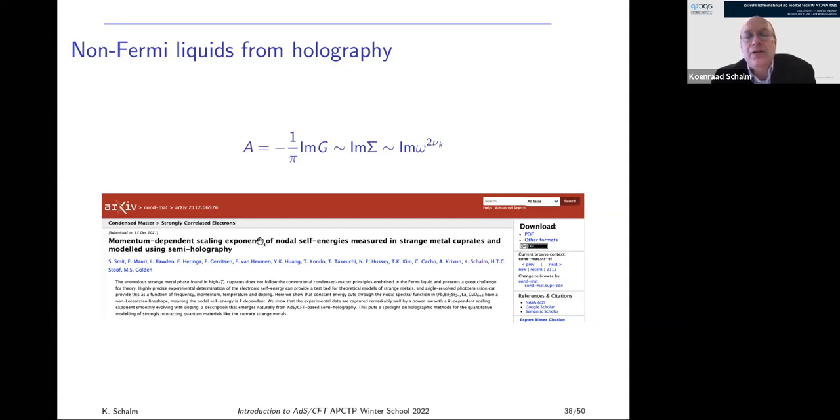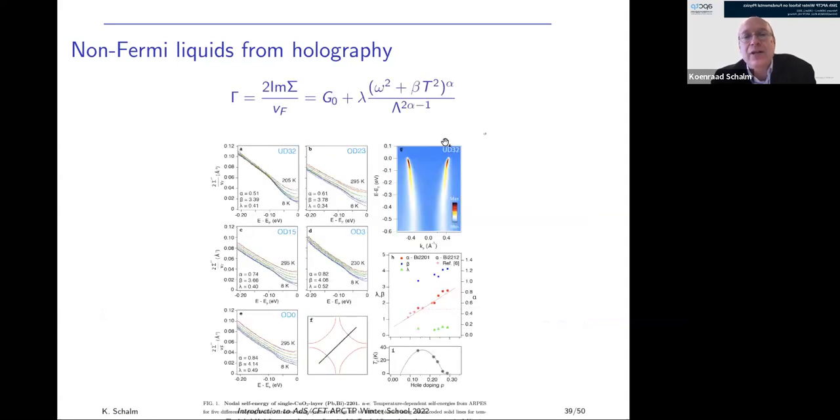And the resolution of these experiments, called angle-resolved photoemission spectroscopy, is such that they can even detect this momentum dependence. And here is a result in these high-Tc cuprates, which are these strange metals, that shows you precisely this. This is the imaginary part of the self-energy. The double prime here means the imaginary part. It shows this beautiful power law behavior.